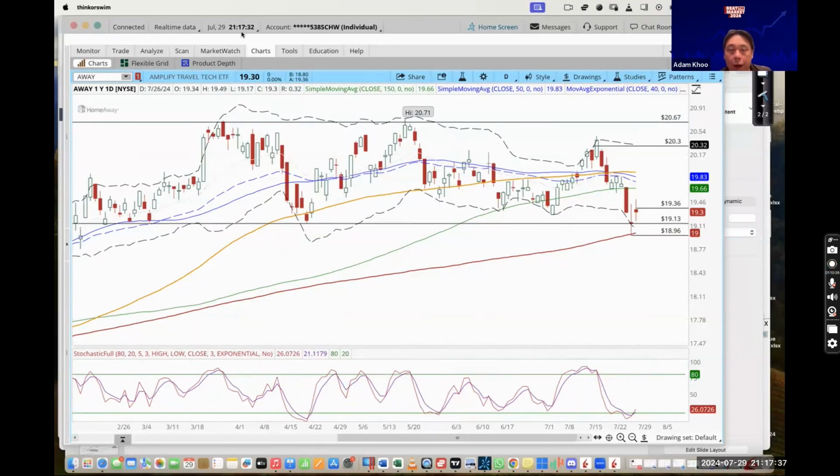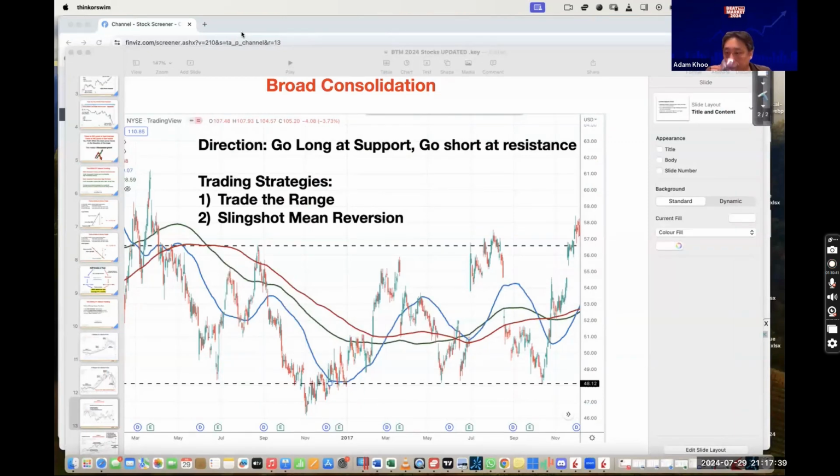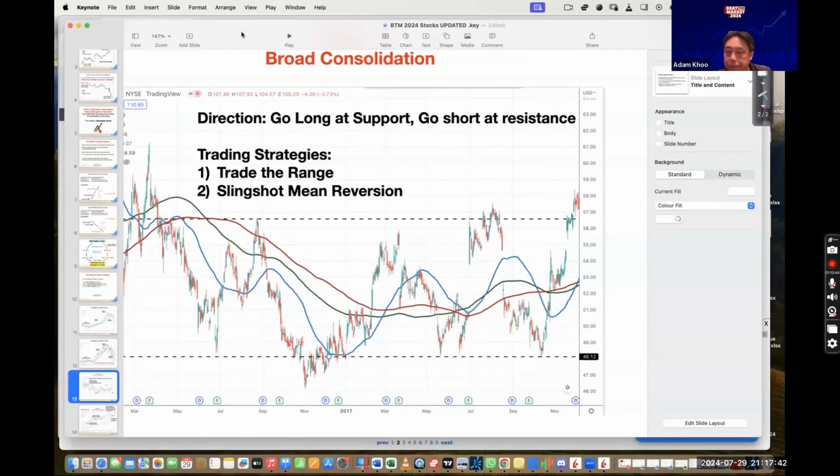Okay, is this useful so far? Does this make a bit of sense? Okay, so that's stage one.